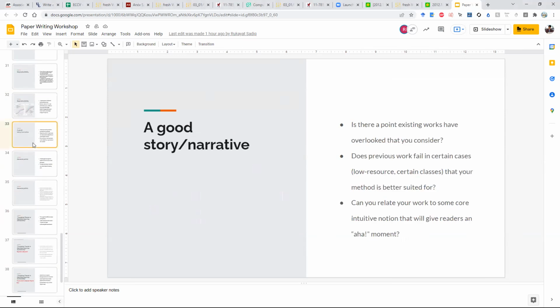Another key part of your paper is having a good story or narrative. So this might be the most important part of your paper. And that's because you can have good results, but if they aren't grounded in the overall narrative or the story that you're trying to push, the results on their own don't mean anything.